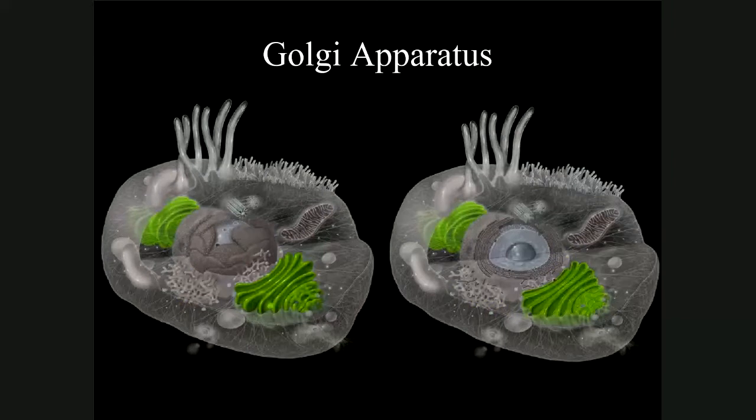The Golgi apparatus will receive the modified and sorted proteins from the rough ER. It is known as the UPS or FedEx of the cell. Its major function is to modify, concentrate, and package the proteins and lipids made at the rough endoplasmic reticulum and export them from the cell. That is why it is called the UPS or FedEx of the cell.